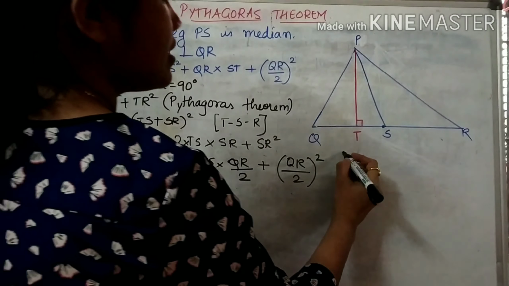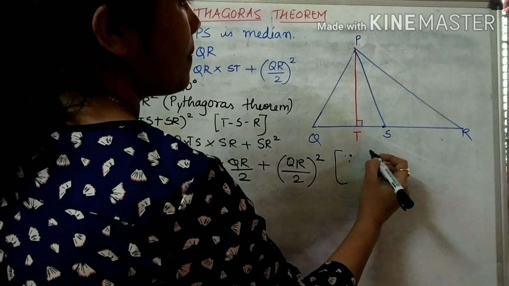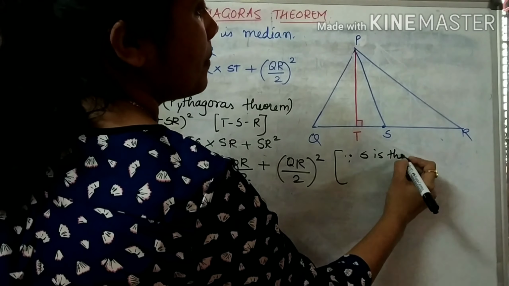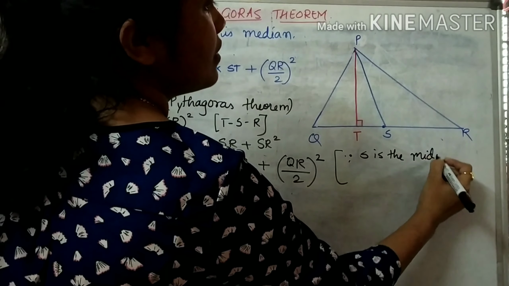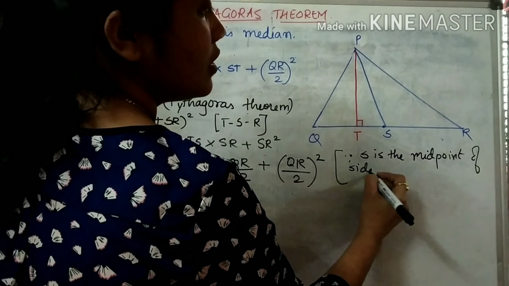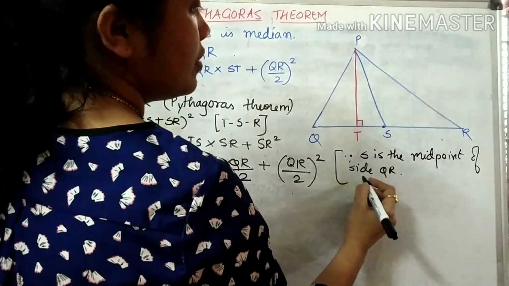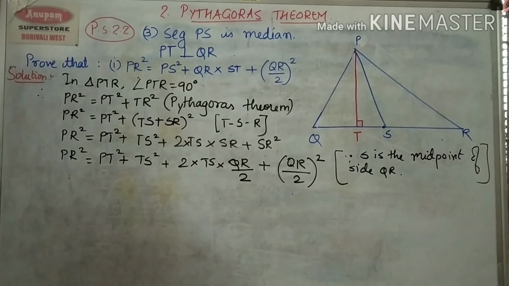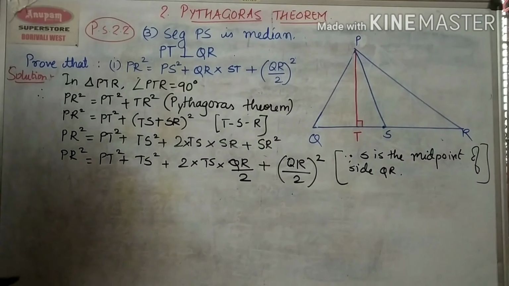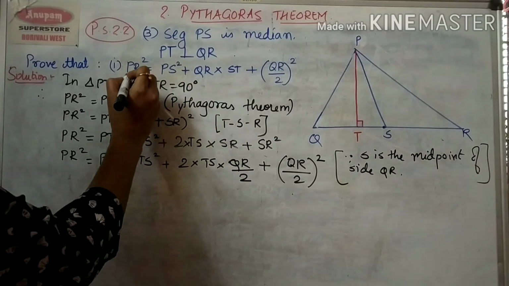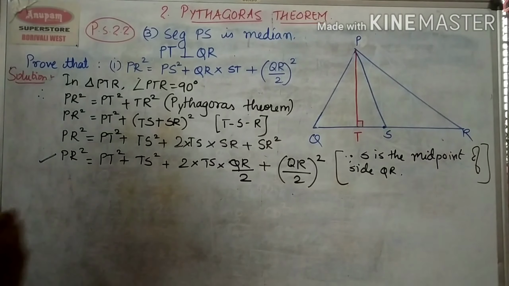I can show the reason in the bracket: since S is the midpoint of side QR. Okay. Then in the next step, let us now look at the other part. Once I've got PR square, we'll stop here.